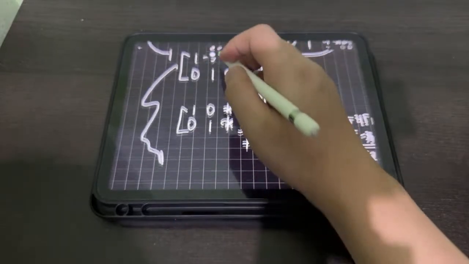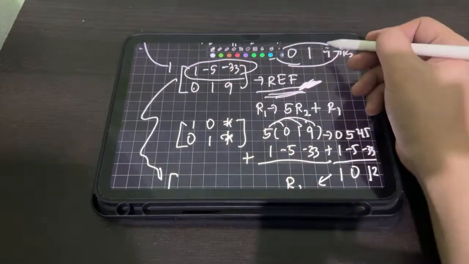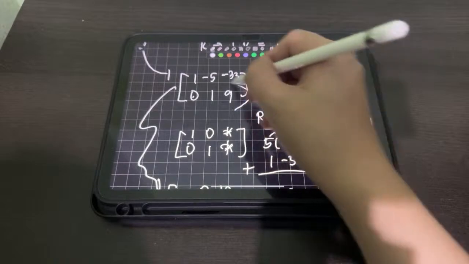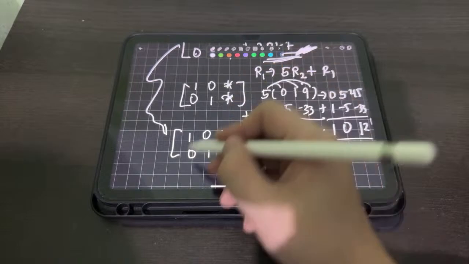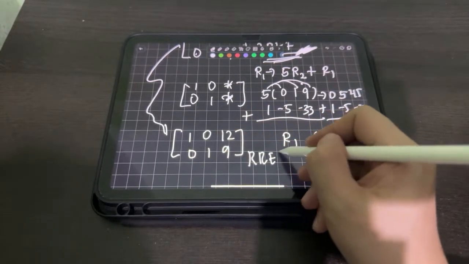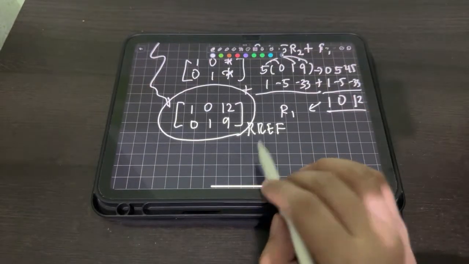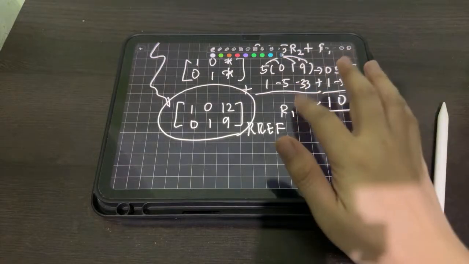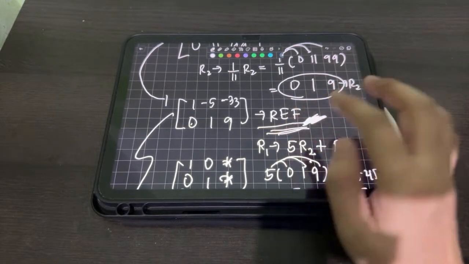So this is the new entries of R1. Therefore, we have transformed this REF into its RREF form: the new entries in R1 will be 1, 0, 12, and then copy the same entries in R2, 0, 1, 9. So this is the RREF form, the final answer. RREF form again is unique. You cannot have more than one value of RREF. But for REF, it's not unique. You can have another set of values for REF.